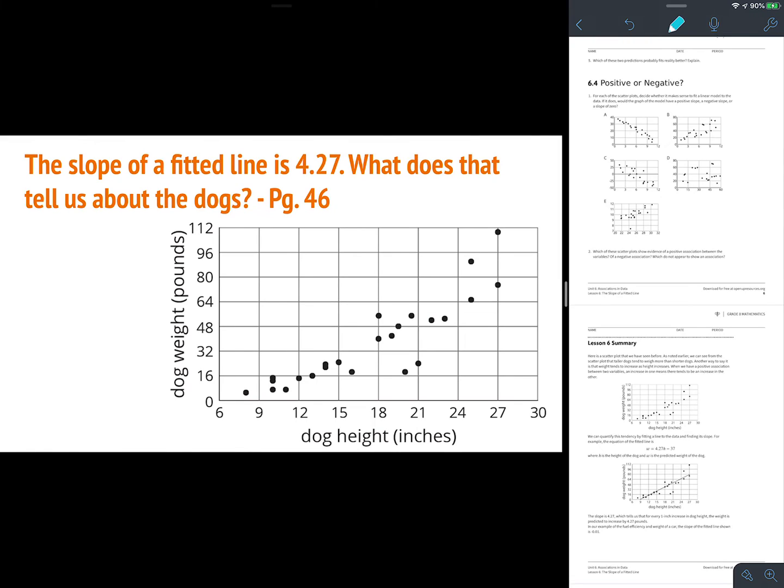The slope of a fitted line is 4.27. What does that tell us about the dogs? It tells us that for every 1 inch increase in dog height, the dog's weight increases by 4.25 pounds, which I think is a typo because those slopes don't match. So 4.27 or 4.25, whichever one it's supposed to be, 27. That's a typo.